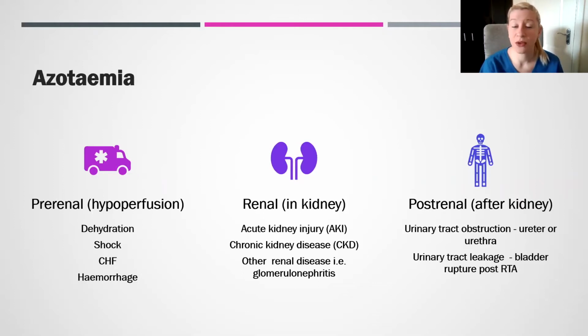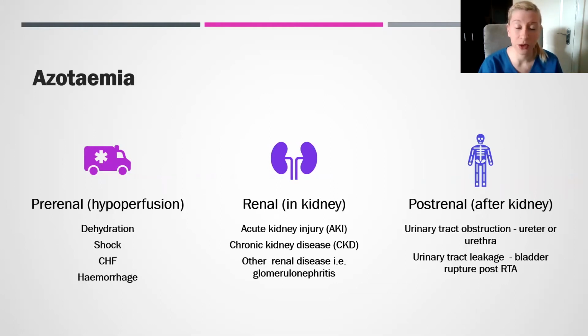So maybe it's from within the kidney itself, and this could be caused by an acute kidney injury. Maybe the patient's had a toxin. Maybe there's a chronic kidney disease going on there, commonly in your little old cats. Maybe there's a renal disease itself, such as glomerulonephritis. And there's other things that we can do, other tests that we can do to try and help us identify where this problem is coming from.